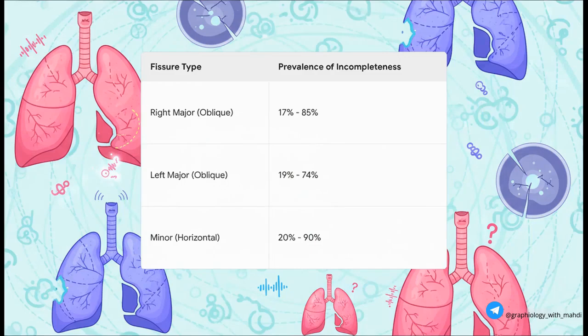And it's not just that one little fissure. Modern CT studies show that this is true for all of them. Just look at these wild ranges. For the right major fissure, it can be incomplete anywhere from 17 to 85% of the time, the left 19 to 74%. This isn't some rare defect we're talking about. This is just common, normal human variation. The lines just aren't always complete.